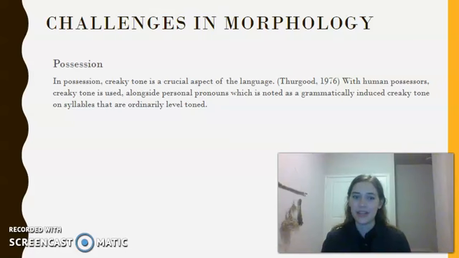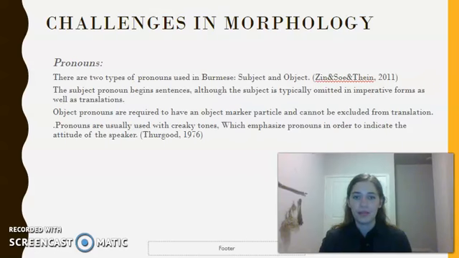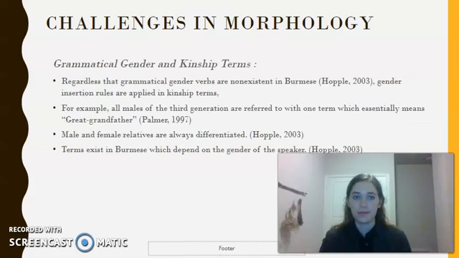With human possessors, creaky tone is used alongside personal pronouns, and that is noted as a grammatically induced creaky tone on syllables that are ordinarily level toned. We also have pronouns. There's the subject and object. And grammatical gender and kinship terms.